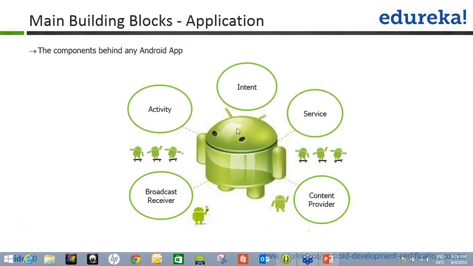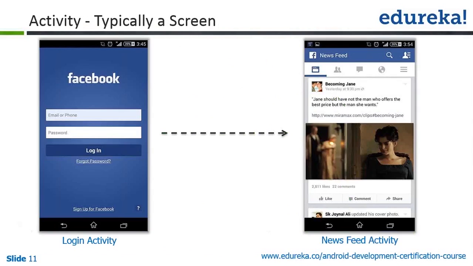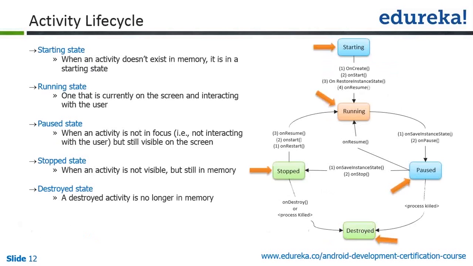I told you every screen that you see on an Android device is an activity, and you can see that and relate to it with the help of a Facebook application example. Let's talk about the life cycle of an activity. There's a screen, but that screen has got various callbacks. I'll tell you an example.